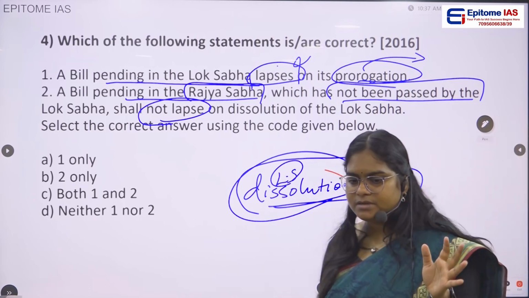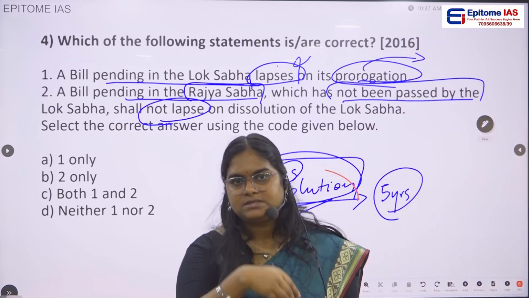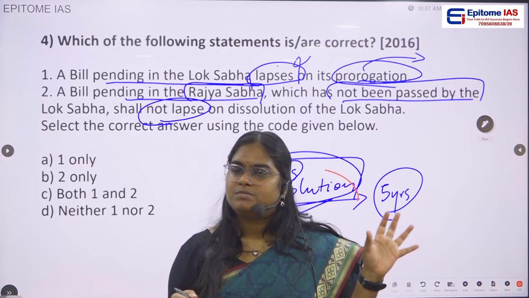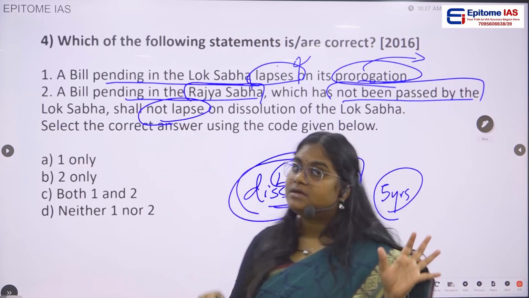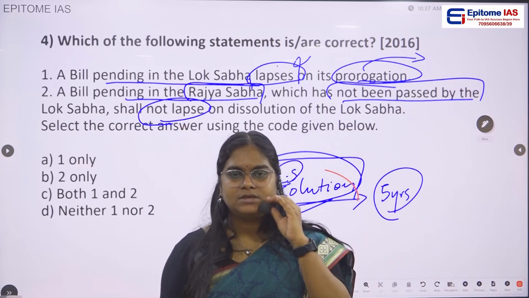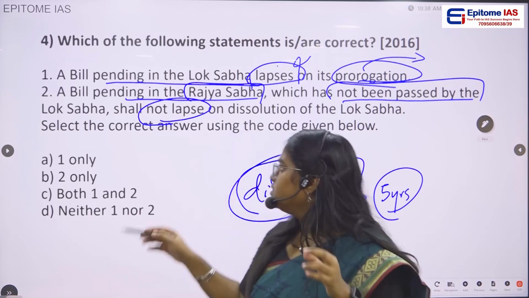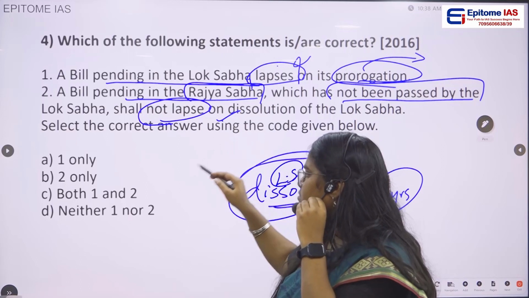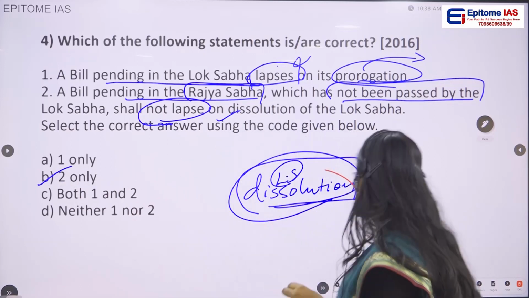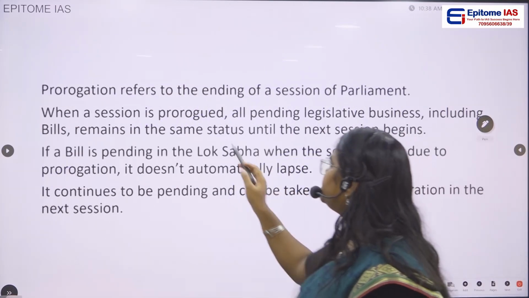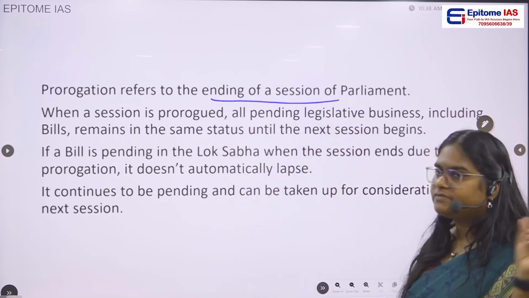So what will happen is the Lok Sabha didn't actually pass this particular bill. Only this bill is pending in the Rajya Sabha. Okay, in that case, it is not necessarily that this bill will lapse. So this statement is a correct statement. So option 2B is the correct answer. Prorogation refers to the ending of the session of the parliament.